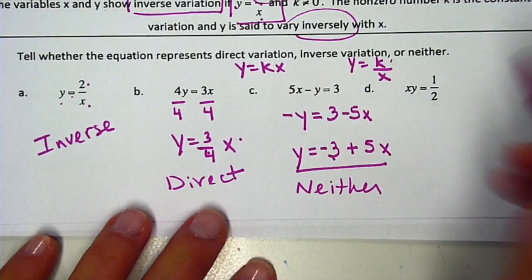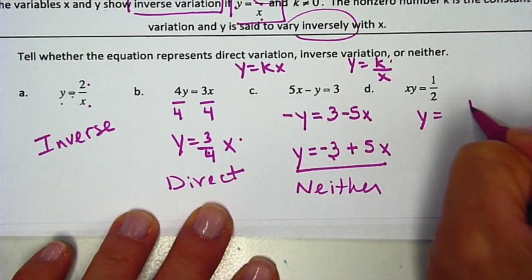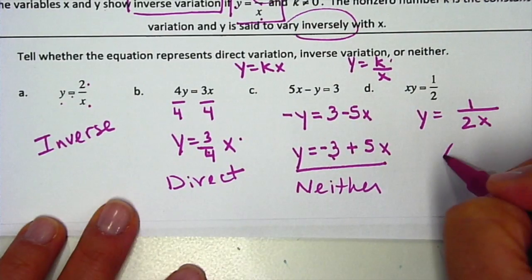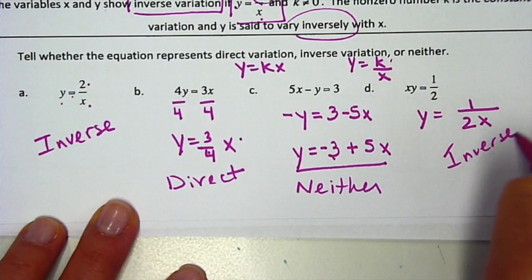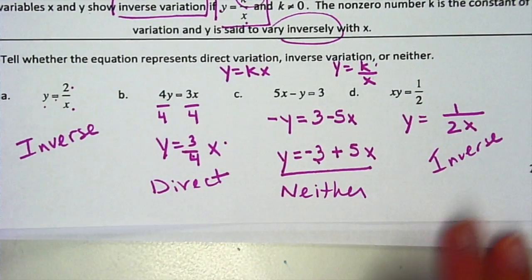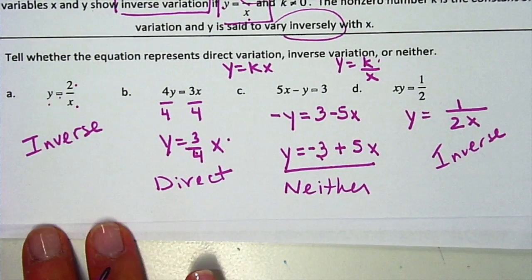Okay, lastly, I'm going to divide by x here, so the x ends up on the bottom, so this would be your inverse. Your k would be, in this case, 1/2. Okay, so first step, identifying whether it's a direct or an inverse.